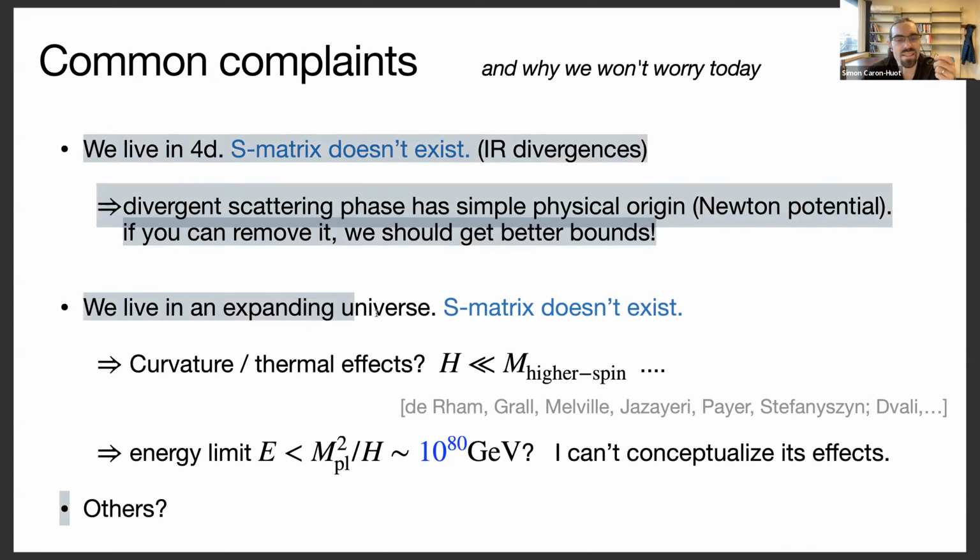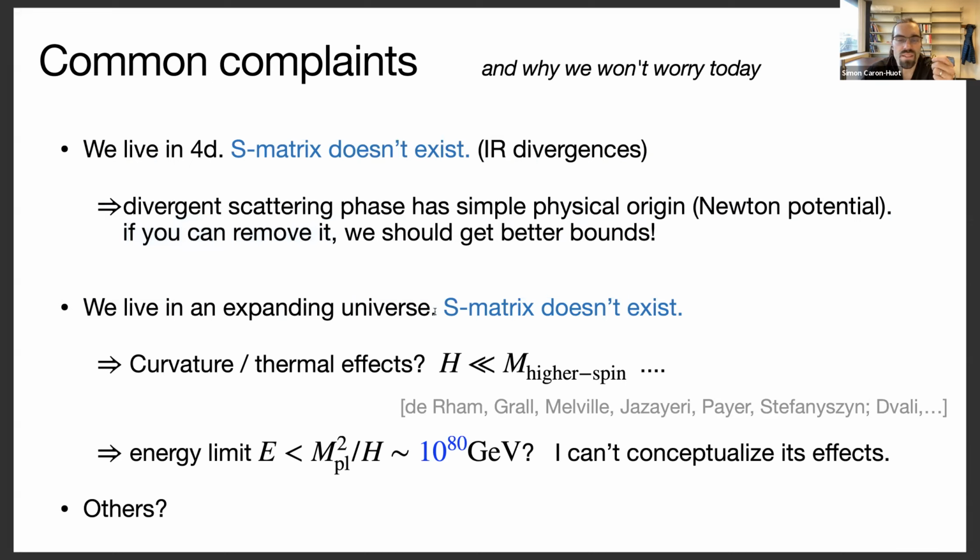The other common complaint is, why even talk about an S matrix? We live in an expanding universe and there's no S matrix. In a way, you can try to quantify the effects. For the same reason that we don't worry so much about curvature of the universe at the LHC, this higher spin mass we think of as being much higher than the size of everyday objects. So I'm going to operate on the assumption that the correction is expressed like that.